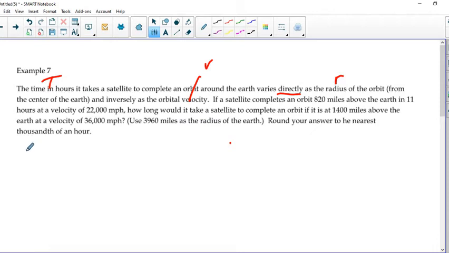Okay, so come up with an equation. The time it takes varies directly. Okay, so time is equal to, and we've got our constant because we know that varies directly with the radius, kr. Okay, and inversely as the orbital velocity. Okay, t equals kr. That's an equation for direct variation with time and radius. And t equals k over v. That's an inverse variation with time and orbital velocity.